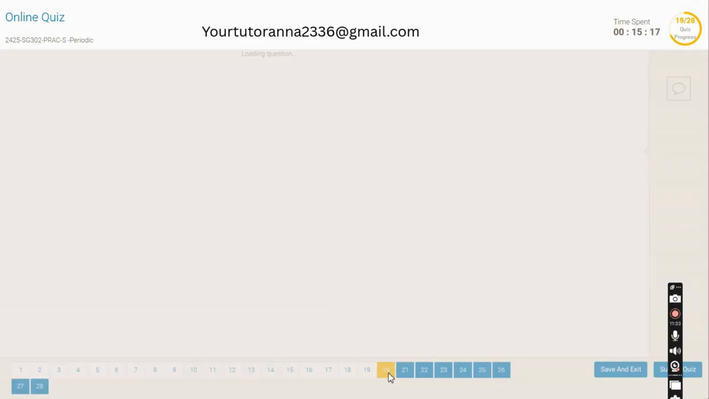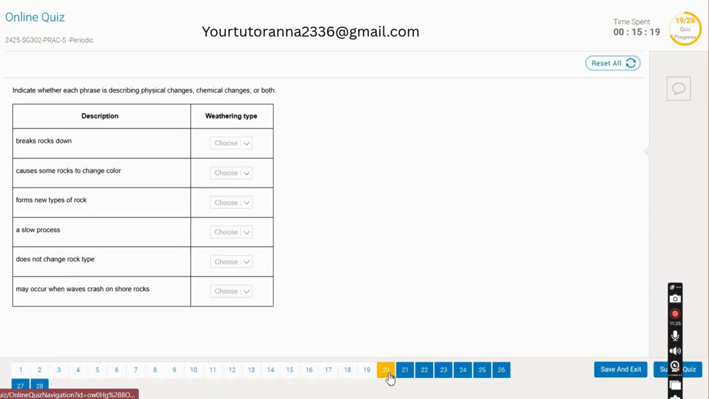Remember, water in the limestone and water with the limestone, water as ice, it's cracking inside the stone. Breaks rocks down. So breaks rocks down, what is that going to be? Both, right? Both of them break rocks down. Causes some change to the rock color. So what is that going to be?